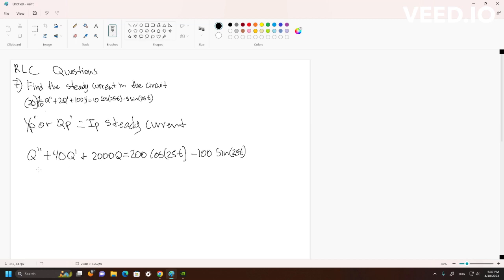And now with this we can change the symbology of the q in this equation to look more familiar for us. So instead of q we can change it for y, or leave it that way if you want.